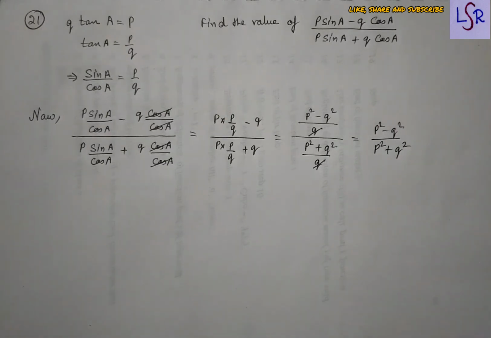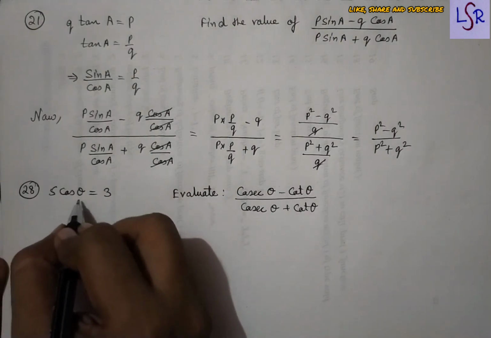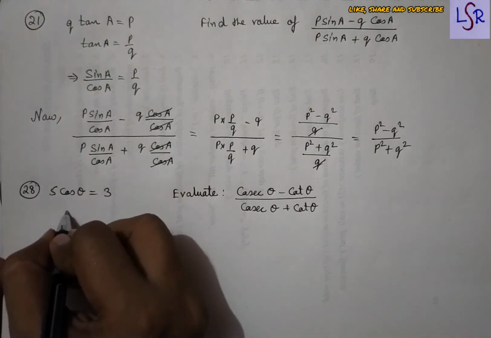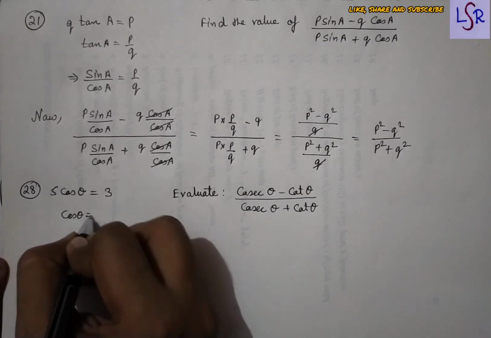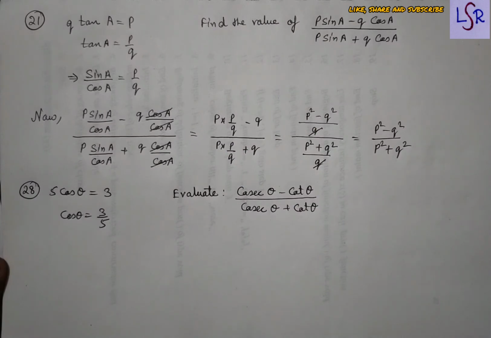Now let's see question number 28. Here in this question we have been given 5 cos theta equals 3, and it can be written as cos theta equals 3 by 5. Now let's go for the part which is to be calculated.